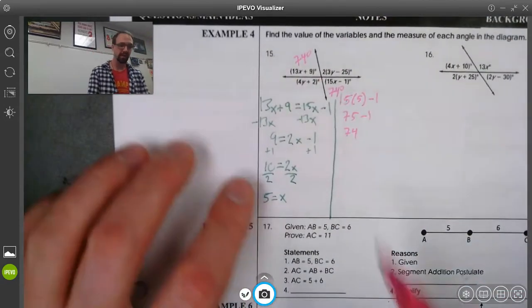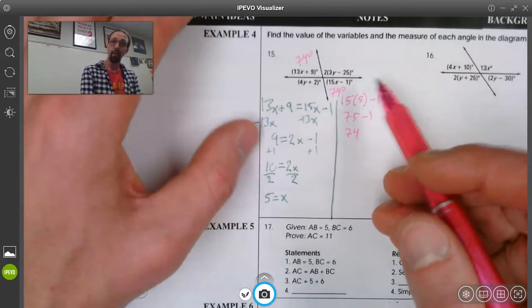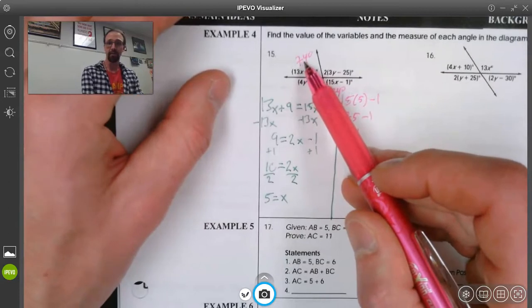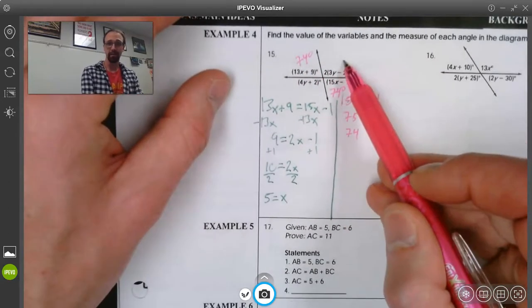Now I can do the same thing with this one and say that these two are congruent and then go from there. Or you can also take 74 degrees and add it up with this to get the value of this side.